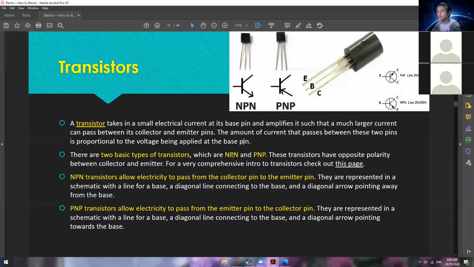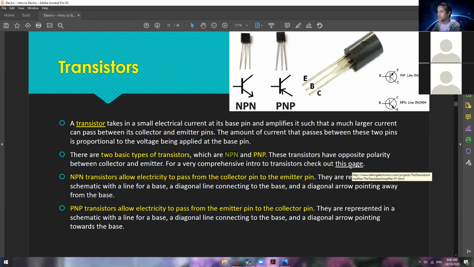That is negative, positive, negative, and positive, negative, positive. These transistors have opposite polarity. As you can see, they are very opposing. One is negative, positive, negative, and the other is positive, negative, positive, opposite polarity between collector and emitter. For a very comprehensive intro to transistors, check out this page.